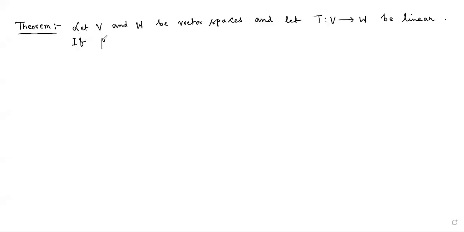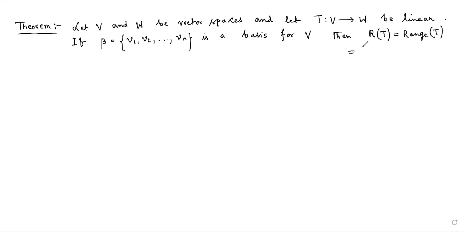Also, if beta is a set which contains some elements of the vector space denoted by v1, v2, ..., vn, and if beta is a basis for the vector space V, then R(T), you know, R(T) is the range of T, the range of T will be spanned by the images of these elements, T(v1), T(v2), ..., T(vn).